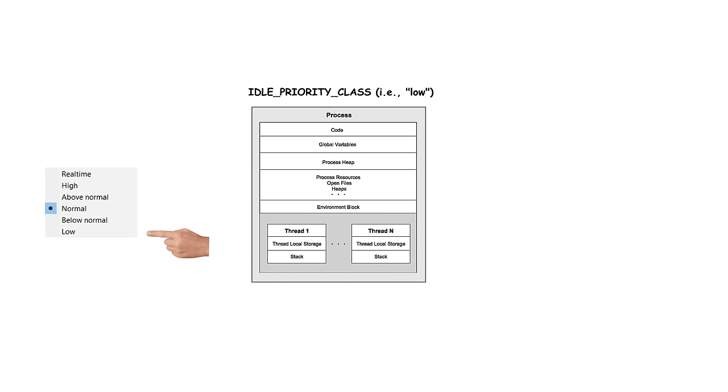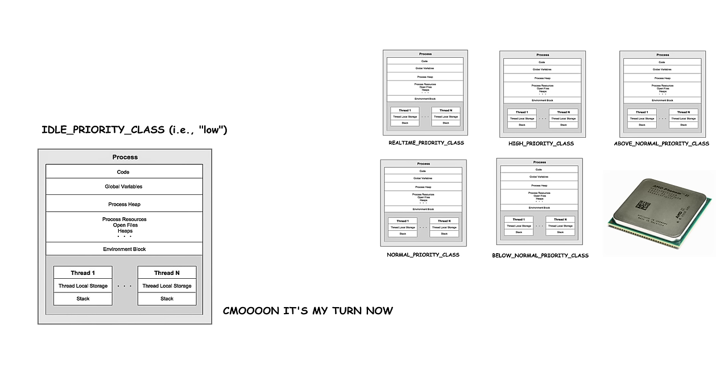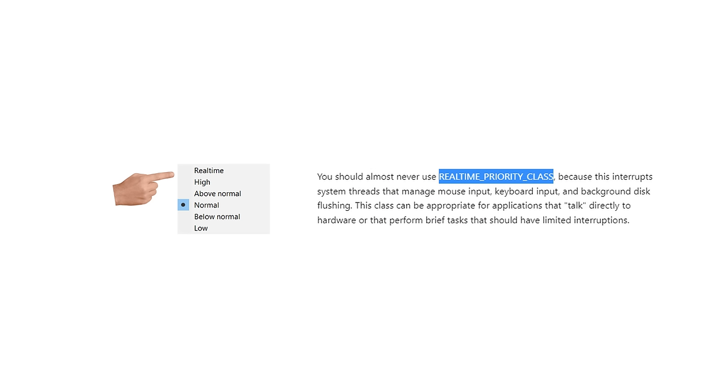If a process has been assigned a low priority, it'll only be given this precious CPU time when there are no other higher priority processes running. Normal is the default process priority that most applications get, and they're given a fair share of CPU time. Real-time is the highest priority level that a process can be assigned in Windows. They're given exclusive access to the CPU, okay?